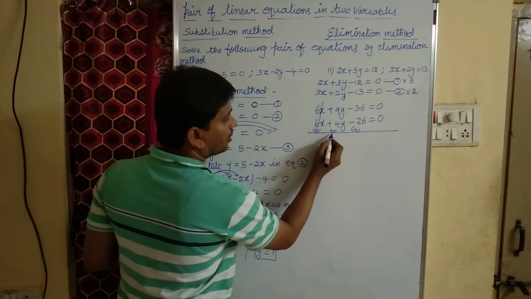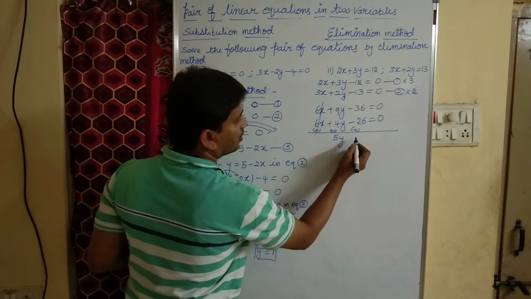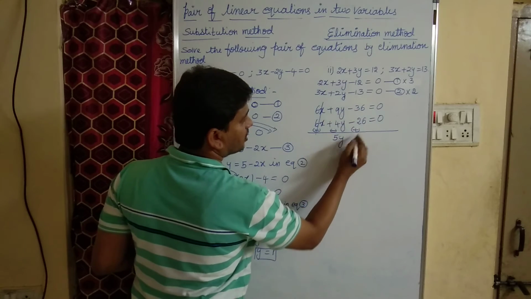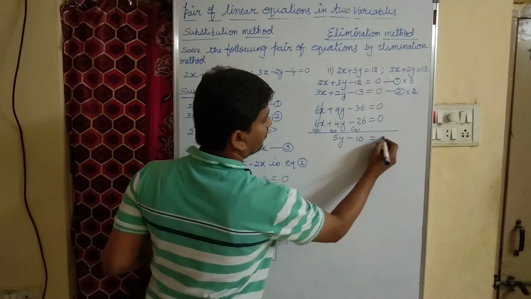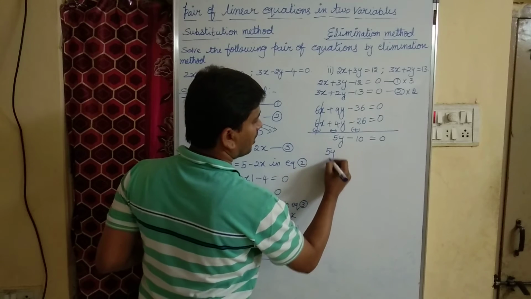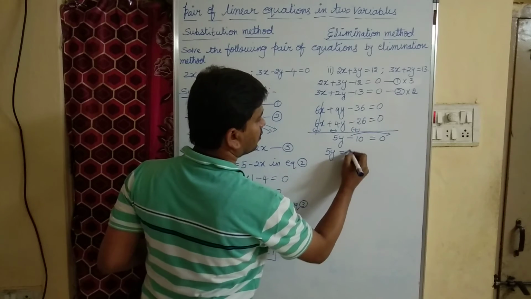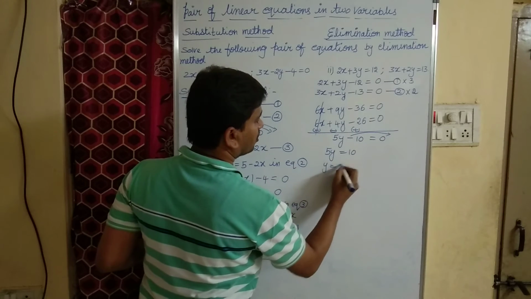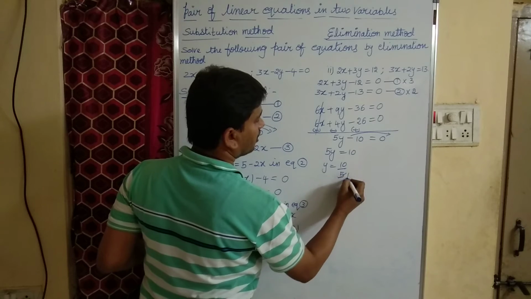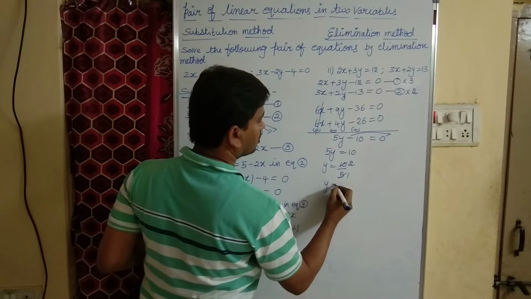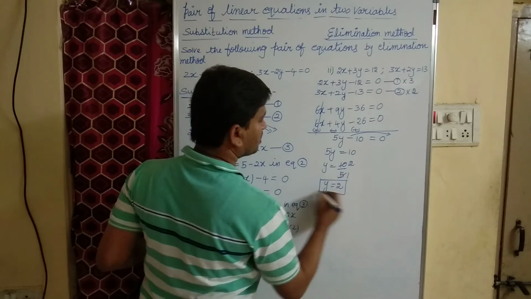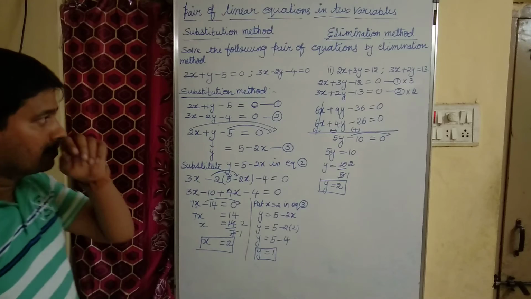9y minus 4y, that is equal to 5y, minus 36 plus 26, that is minus 10 equal to 0. So 5y minus 10, if you transpose, it will become plus 10. y equal to 10 by 5, 5 1s are 5, 5 2s are 10. So what is the value of y? The value of y is 2, right?